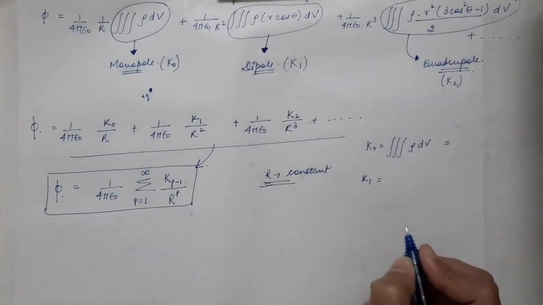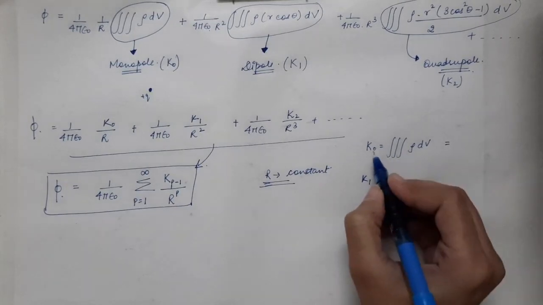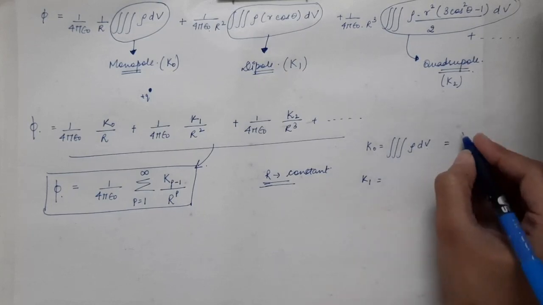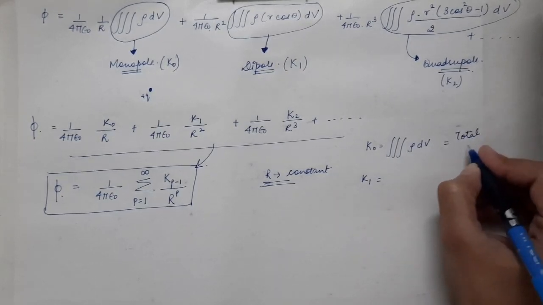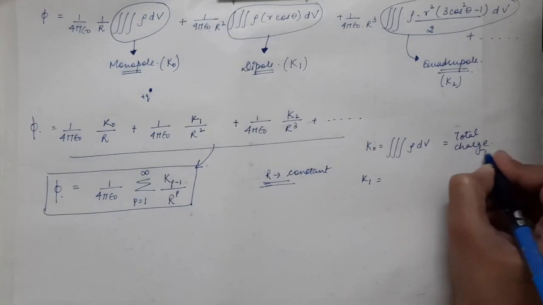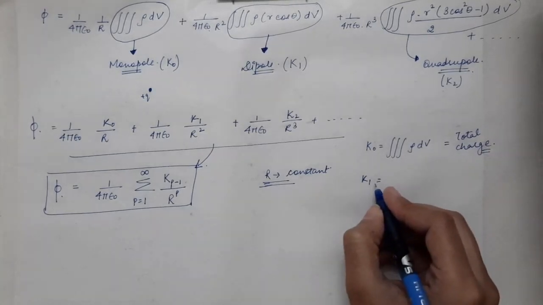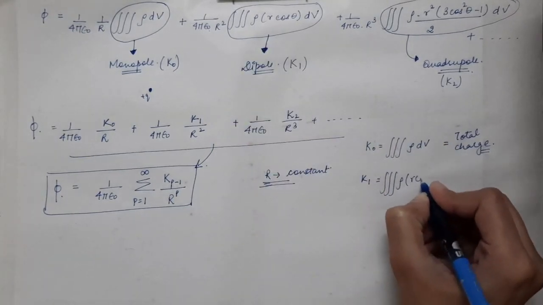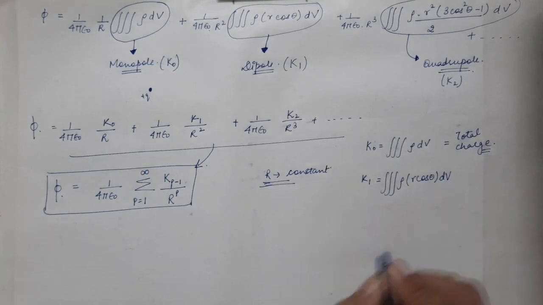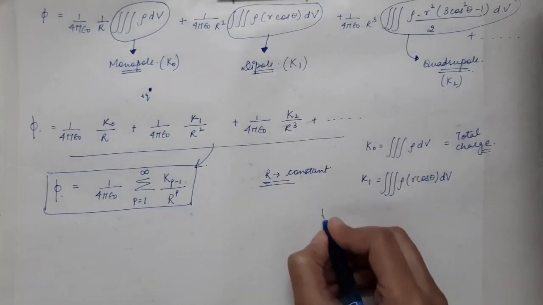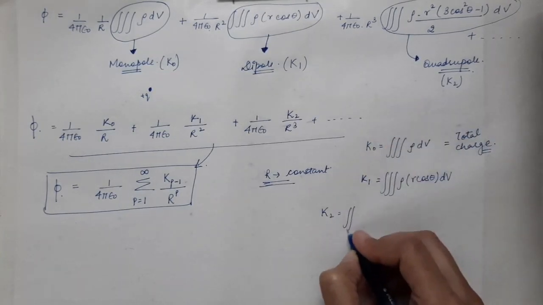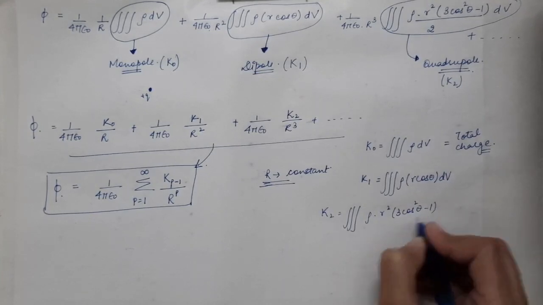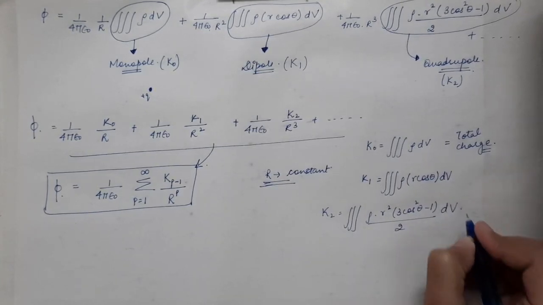Now this capital R, we have already seen that it is constant. Now k0 is the volume integration of rho into dV, and this is nothing but the total charge, or you can say the net charge on the distribution. Now k1 is the dipole, and it is given by volume integration of rho into r cos theta into dV. Then we have k2, that is given by volume integration of rho into r square into 3 cos square theta minus 1 divided by 2 into dV.